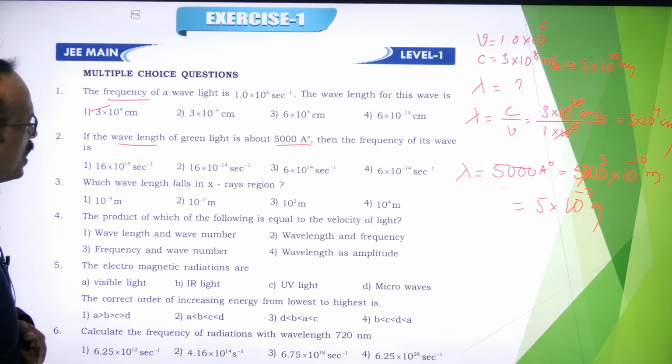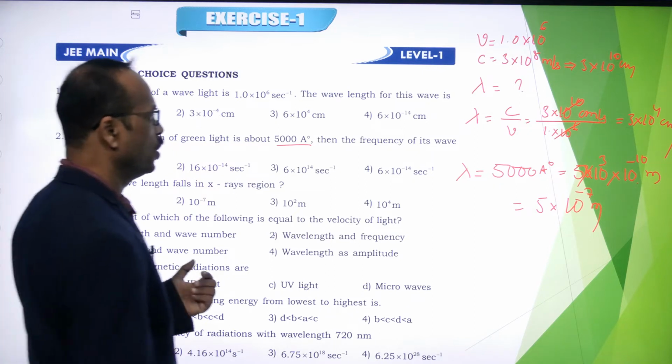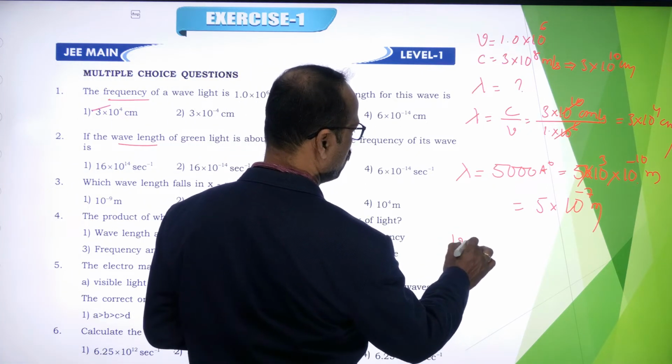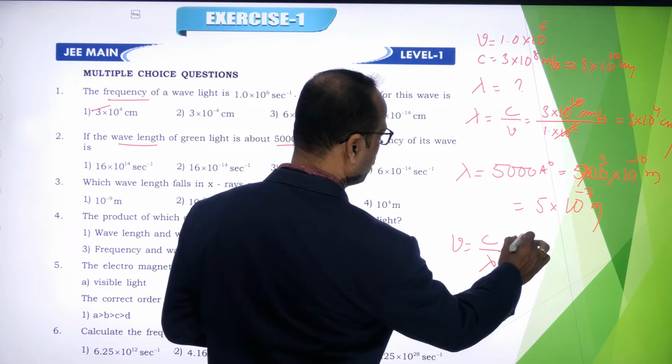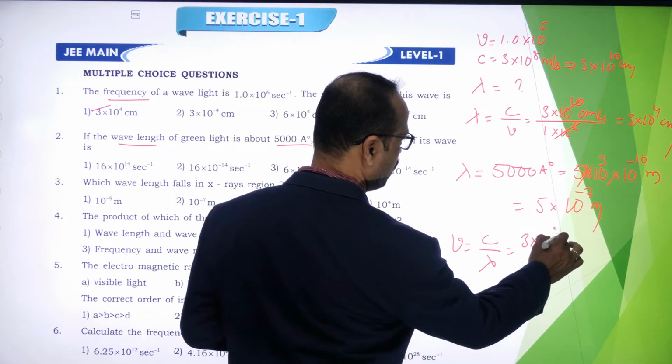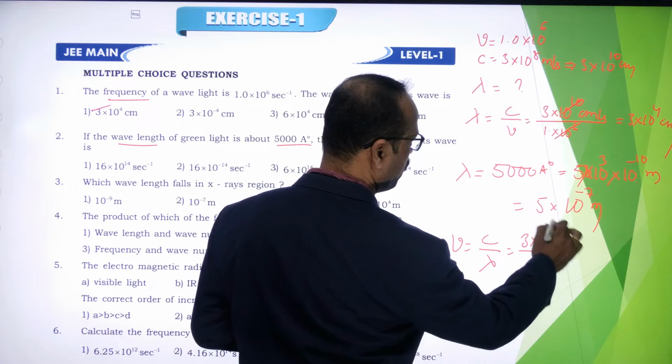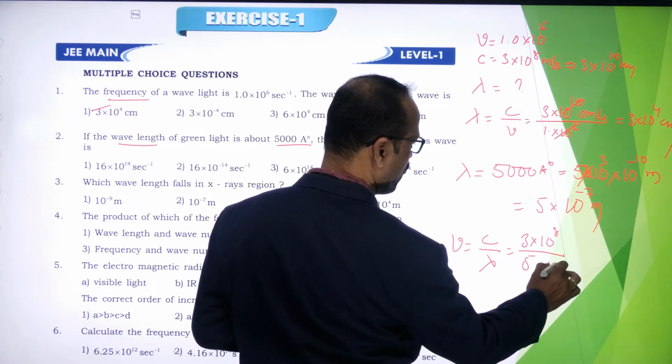And now what they are asking: find the frequency of the wave. So we know that nu is equal to c by lambda. c is equal to 3 into 10 to the power of 8 meters per second divided by 5 into 10 to the power of -7.